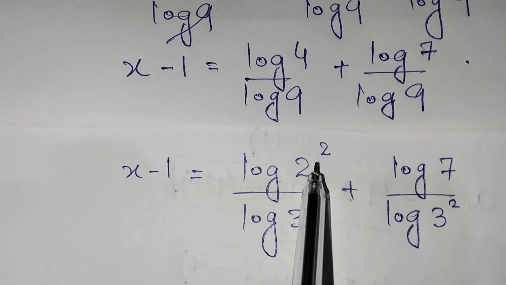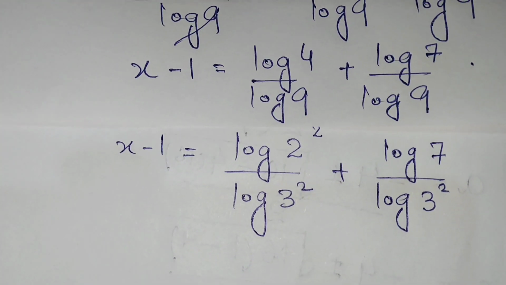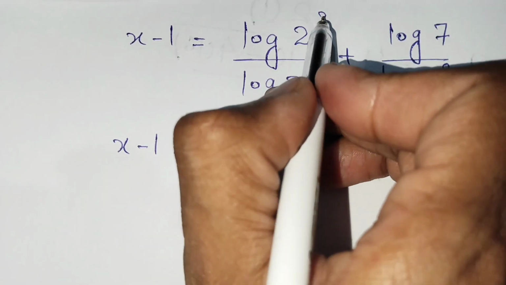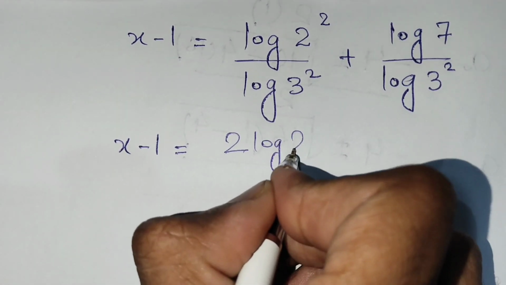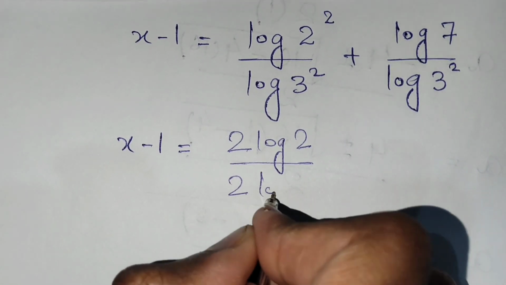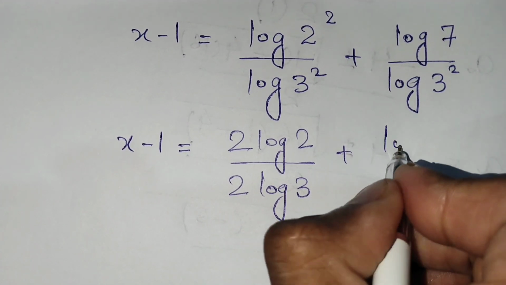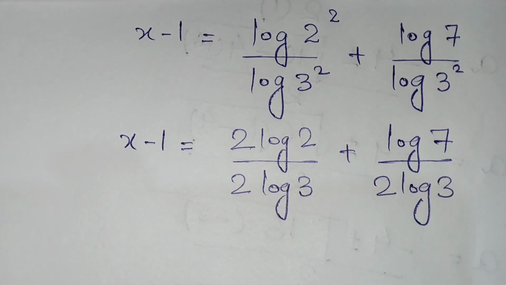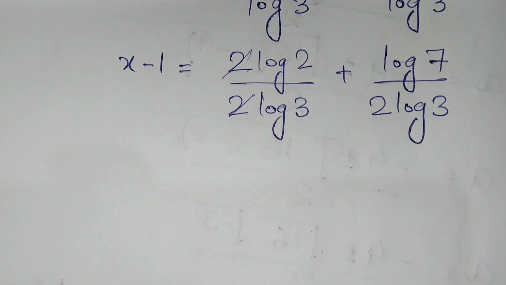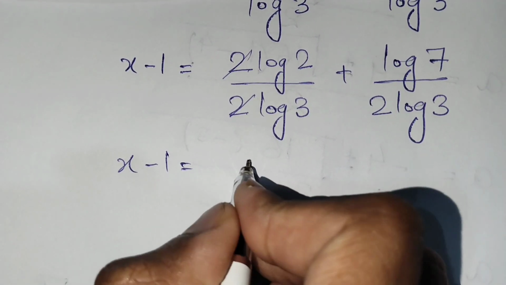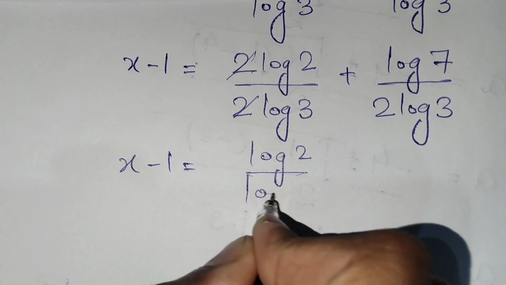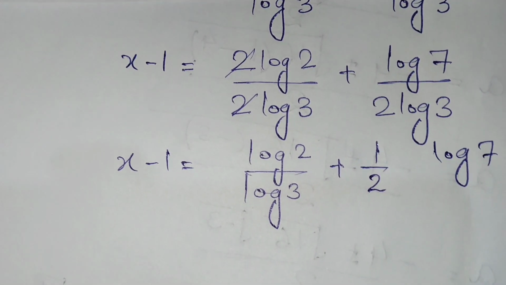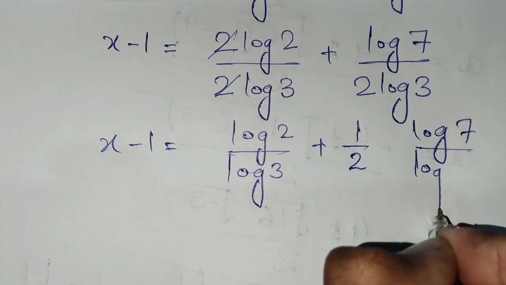Now we will use the power rule. So the equation now becomes x minus 1 is equal to 2 times log of 2 divided by 2 times log of 3 plus log of 7 divided by 2 times log of 3. 2 cancels with 2. x minus 1 is equal to log of 2 divided by log of 3 plus 1 by 2 log of 7 divided by log of 3.